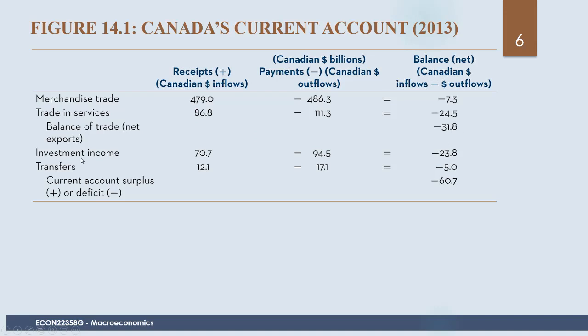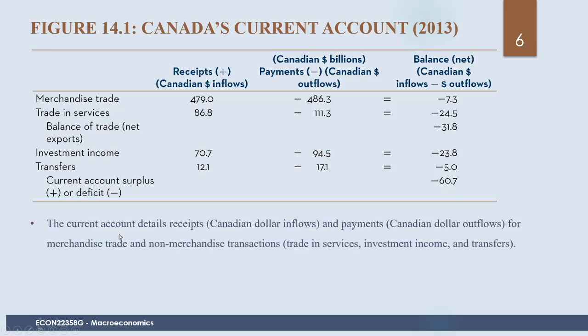Now, in terms of investment income, Canadians received $70 billion in investment income and dividends from assets they own in other countries. And on the other hand, foreigners owning Canadian assets received 94.5. So again, we have a deficit here of 23.8. And then if we look at transfers, we can see here that more money was sent by Canadians abroad than Canadians received from abroad. And so we have negative 5.0. So the overall current account balance is negative 60.7. And since it's negative, it's a deficit.